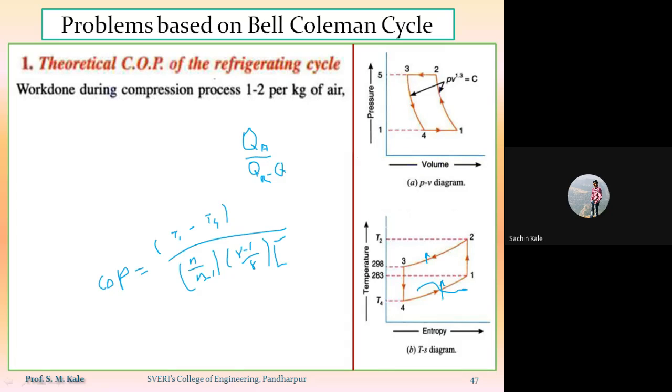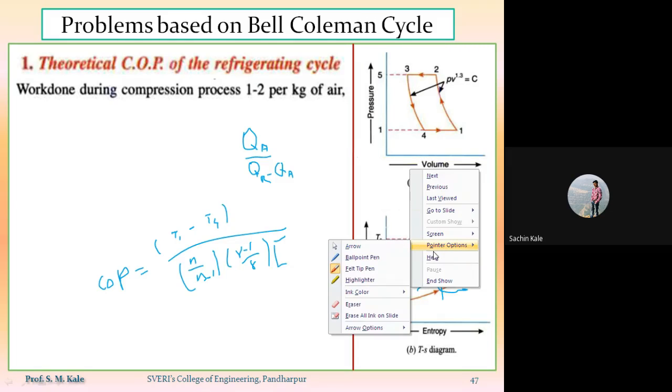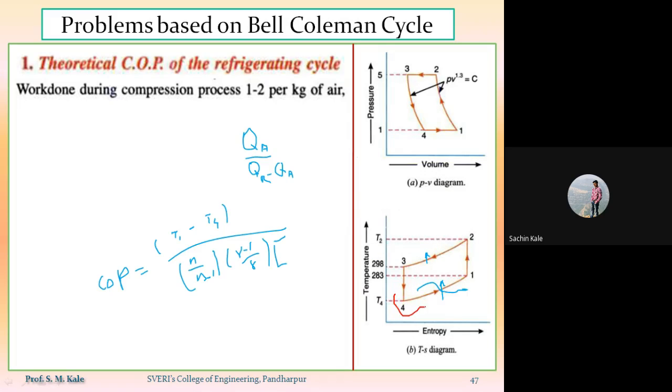So here QA takes place during process 4 to 1, so we consider highest temperature minus lowest temperature, that is T1 minus T4. For QR minus QA, QR takes place during process 2 to 3, so here we consider T2 minus T3, into another bracket, minus (T1 minus T4). That formula you have to use.